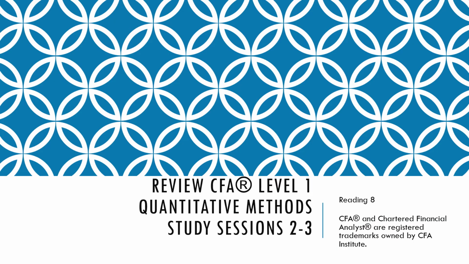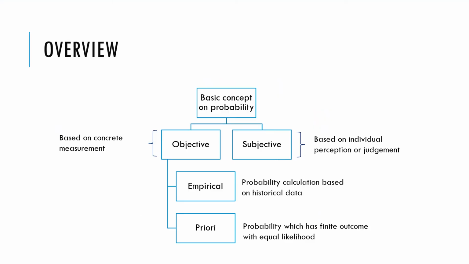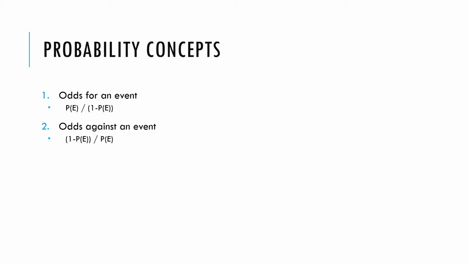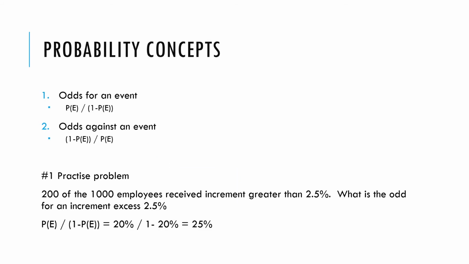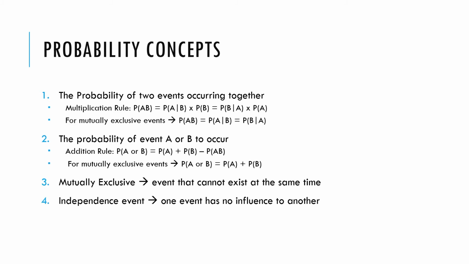Welcome to CFA Level 1, Quantitative Analysis, Reading 8. This is the overview of Reading 8. This explains the odds for and against an event. In this practice, it helps to illustrate how to apply the above equation to solve the calculation for odds for an event. This illustrates the multiplication and addition rules, as well as mutually exclusive and independent events.